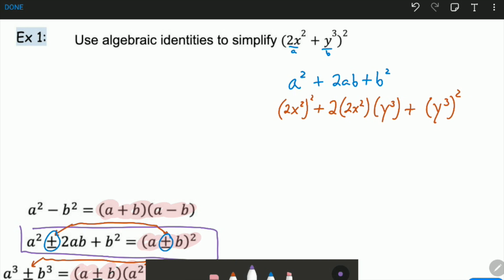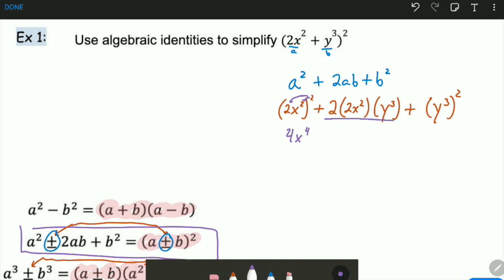Now going through to simplify this expression, when we raise a product to a power, we want to raise each individual factor to that power. So we're going to raise 2 to the second and get 4. And then when we do x squared to the second power, we multiply the exponents and get x to the fourth.